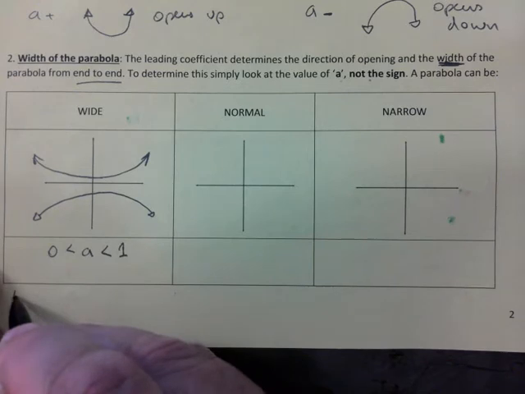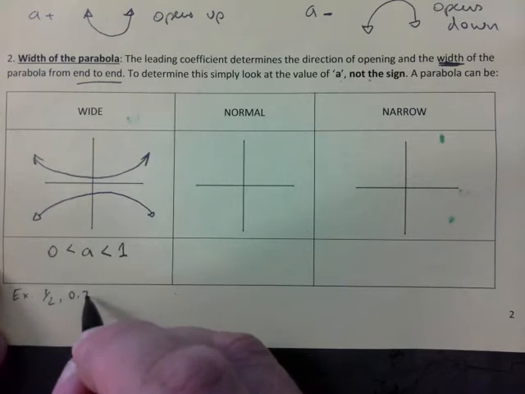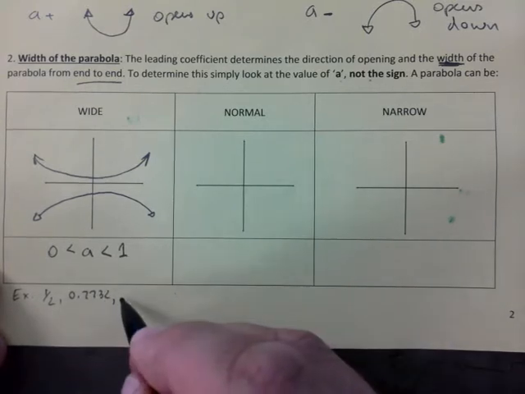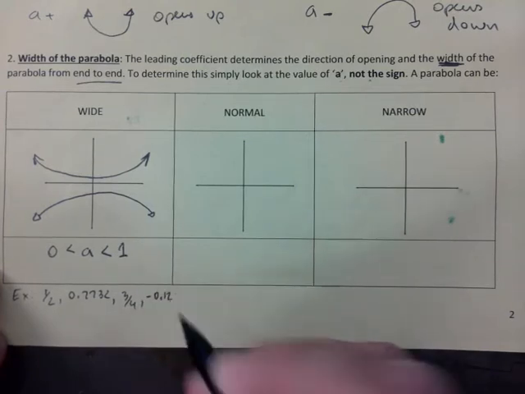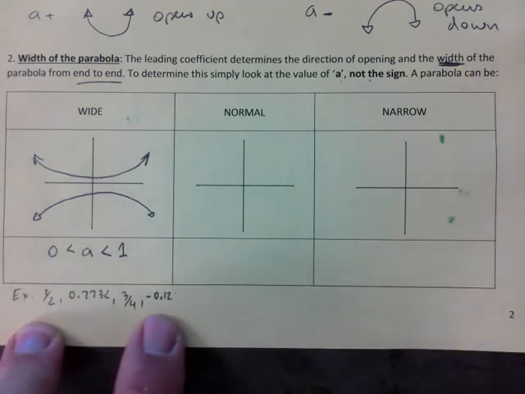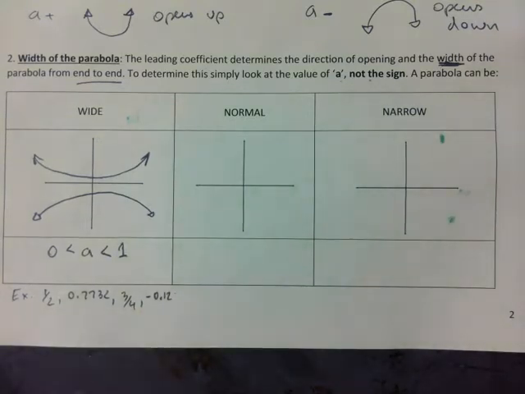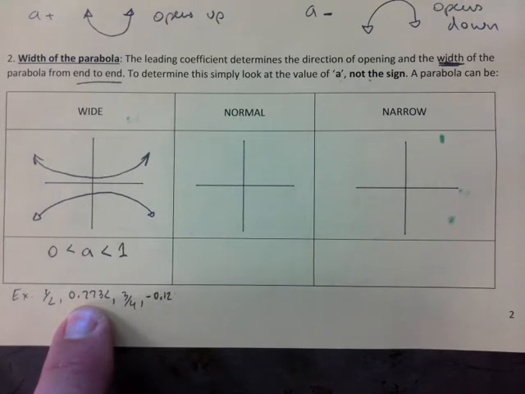So you want some examples? It could be half, 0.7732, 3/4. It could be negative 0.12, right? Anything that is between 0 and 1. Oh, yeah, I'll leave that negative there. So focus on the value itself, not the sign. The sign we already determined tells us which way it's going to open, but then you focus on the actual number. As soon as it's greater than 1, now it's going to be something else, right?